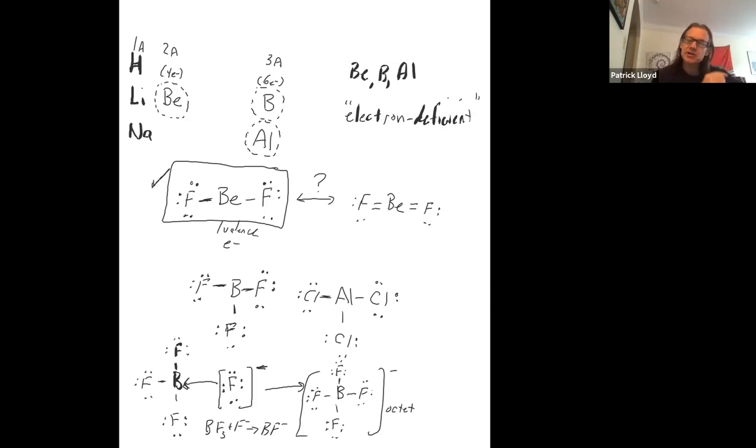We're now going to talk about another kind of rule breaking, which we're going to call expanded octets. Again, these are exceptions, and there's evidence that these structures exist, although, like I said at the beginning, there's not universal agreement on this. There are other hypotheses about what's actually happening. So I'm going to start in the third row. We're just dealing with the third row non-metals and beyond, fourth row, fifth row, sixth row.